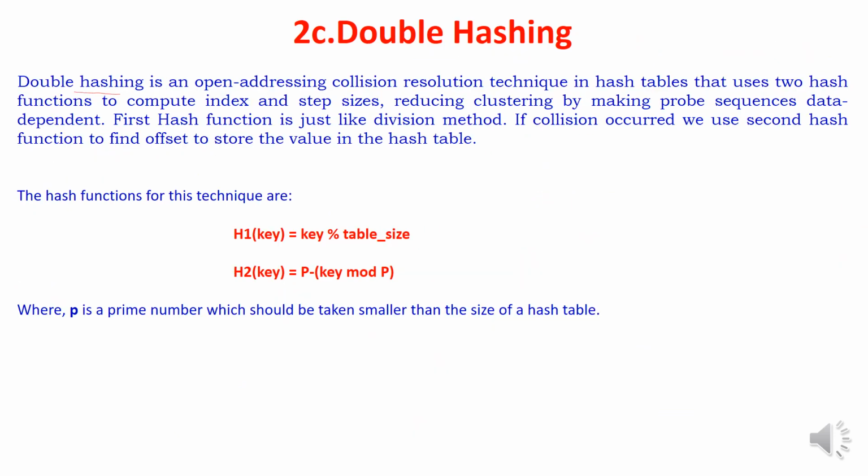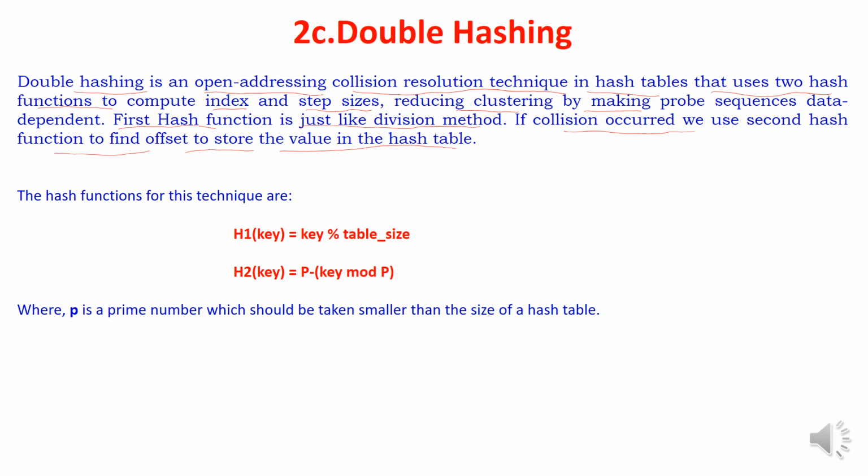Double hashing is an open addressing collision resolution technique in hash tables that uses two hash functions to compute index and step sizes, reducing clustering by making probe sequences data dependent. The first hash function is just like the division method. If a collision occurred, we use the second hash function to find an offset to store the value in the hash table.